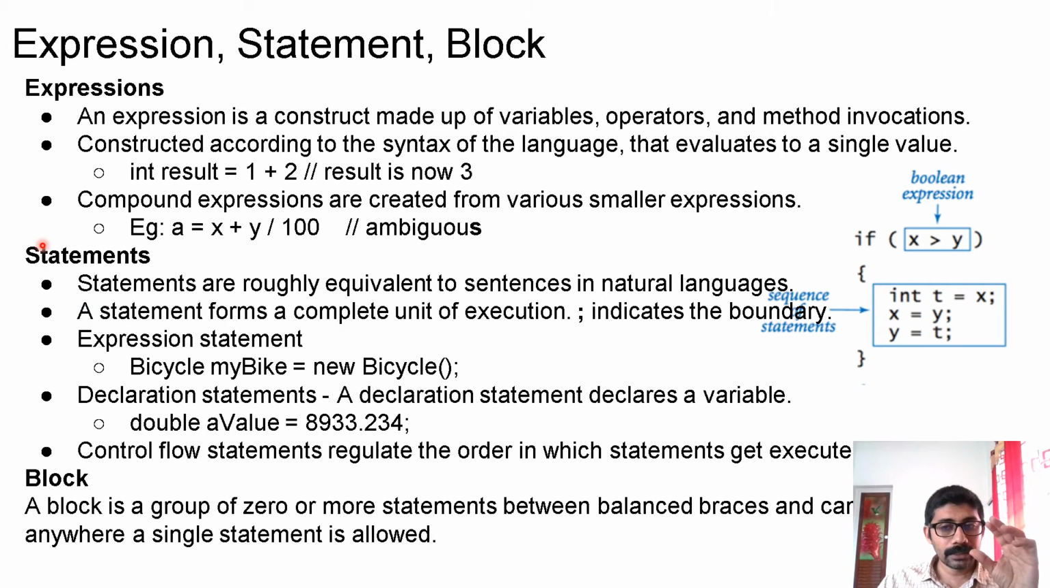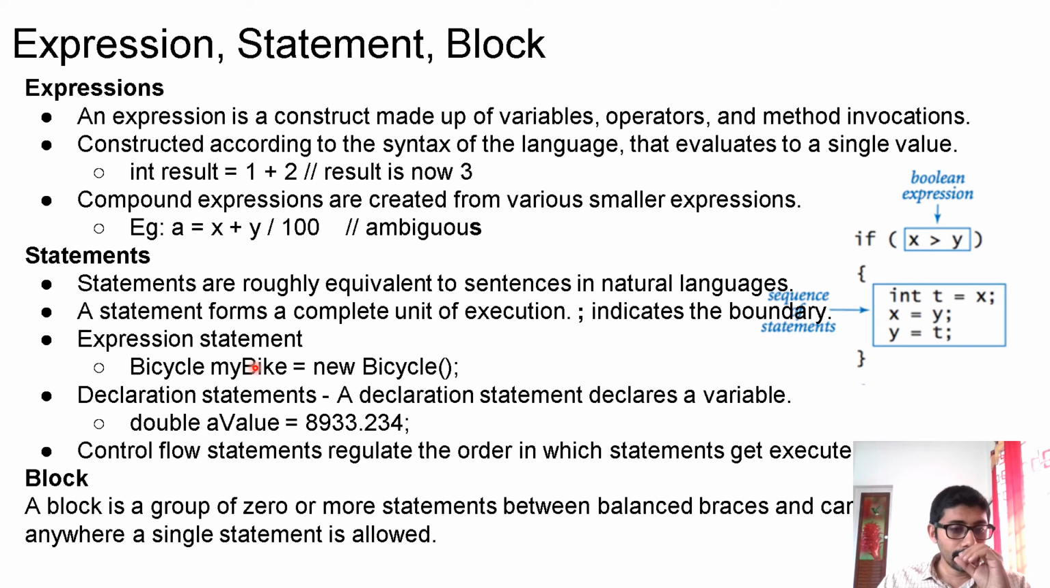Next part is the statement. Statements are roughly equivalent to sentences in natural language. A statement forms a complete unit of execution. A semicolon indicates the boundary, and this is an example of a statement. It is ending with a semicolon. A semicolon is needed to indicate the end of a statement, to mark the boundary of a statement.